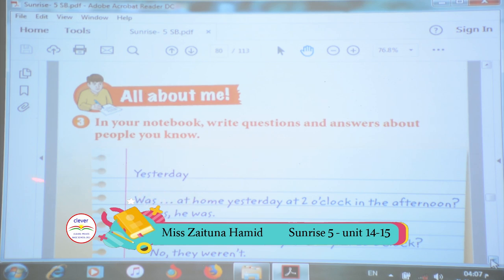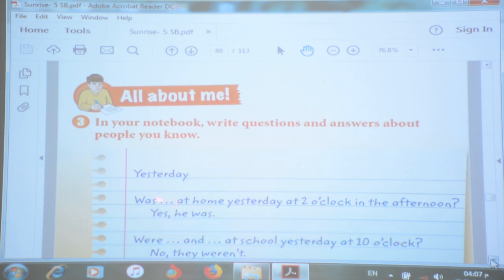Was Ali, was Karwan, was Dara. Any names, any friends that you have, okay? But the answer is he. You should put the boy's name, okay? Was he at home yesterday at 2 o'clock in the afternoon? Yes, he was.